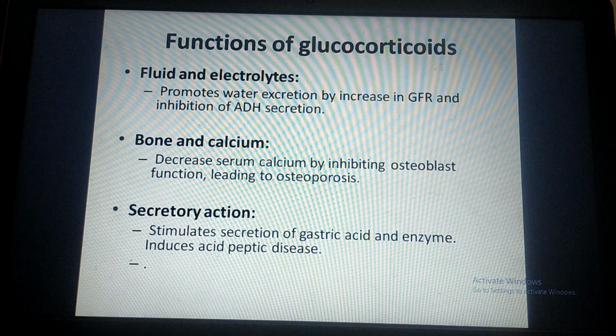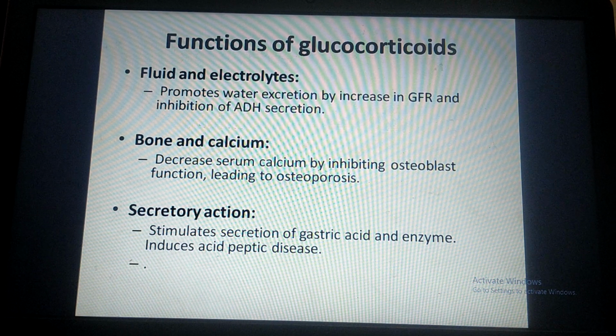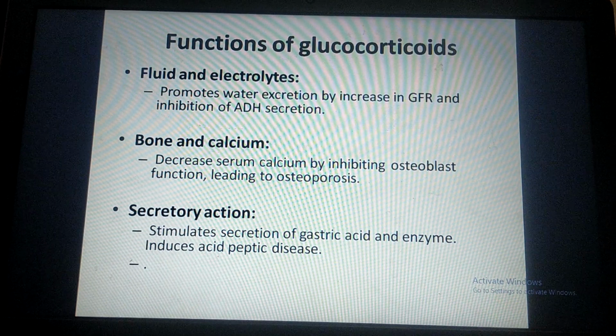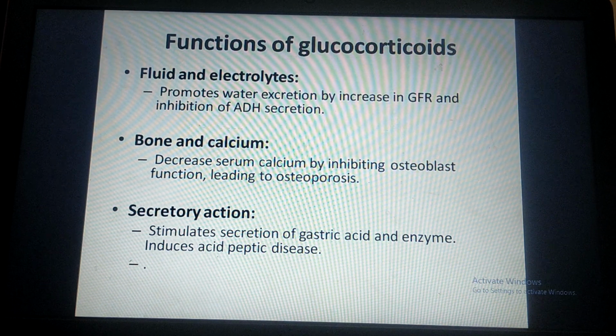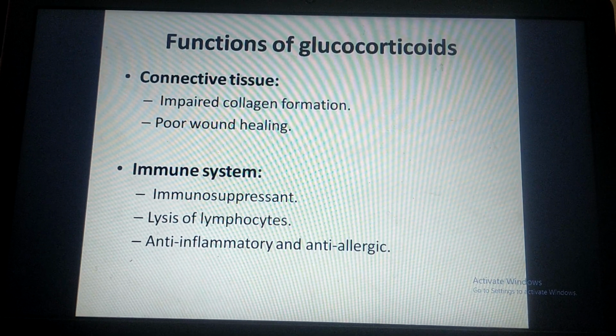Glucocorticoid promotes water excretion by increasing the GFR, glomerular filtration rate, and by inhibition of ADH secretion, antidiuretic hormone secretion. They decrease the serum calcium by inhibiting the osteoblast function, leading to osteoporosis. So they decrease the bone density. Glucocorticoids also stimulate the secretion of gastric acids and enzyme in the stomach, leading to acid peptic disease. Glucocorticoid impairs collagen formation. They also interfere with healing of the wound, leading to delay in the healing.